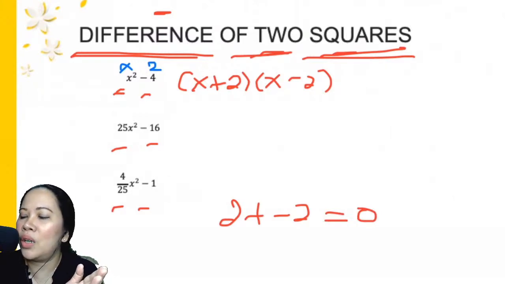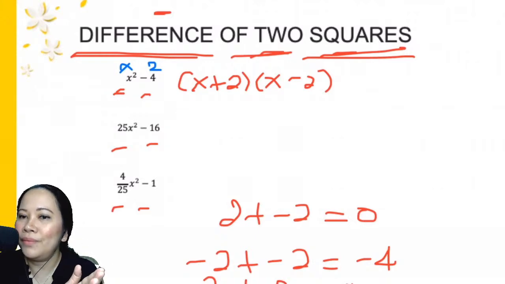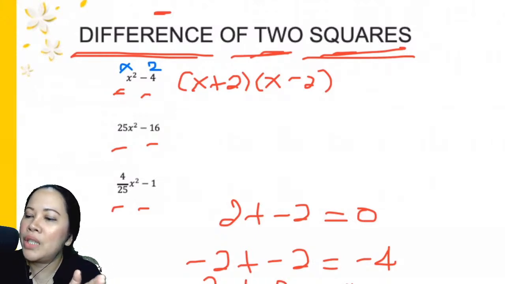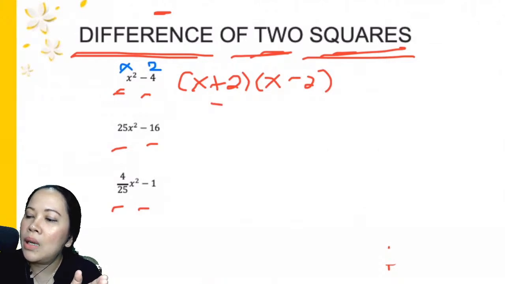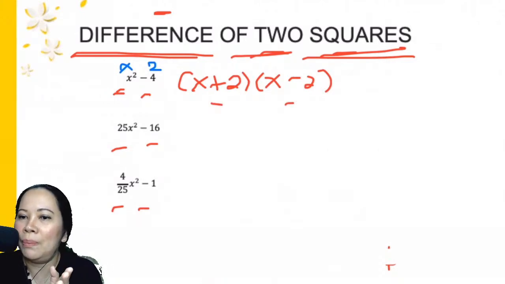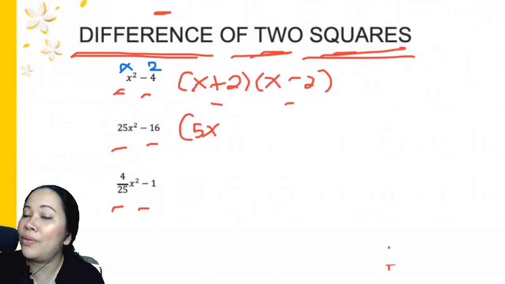Remember, in our perfect square trinomial, minus 2 plus minus 2 will give you minus 4, or 2 plus 2 will give you 4, which is the middle term. However, here we don't have a middle term. That's the reason why in a difference of two squares it's plus and minus, because there is no middle term. To cancel out, 2 plus a negative 2 is 0. So again, for this one, the root of 25 is 5x.